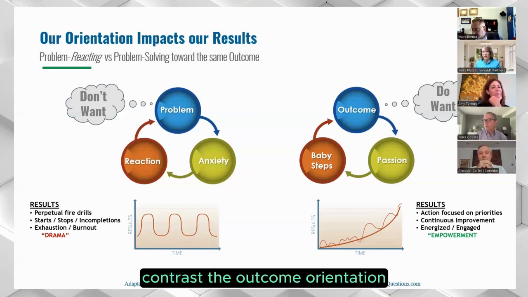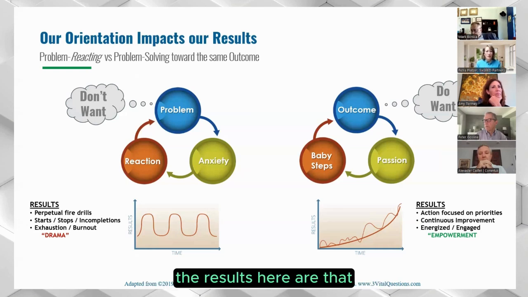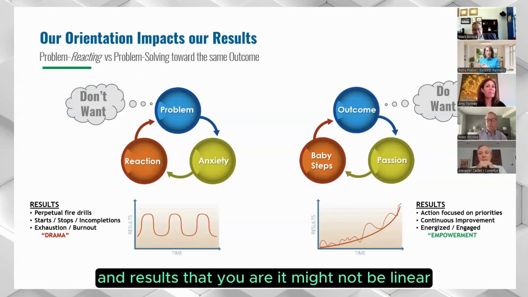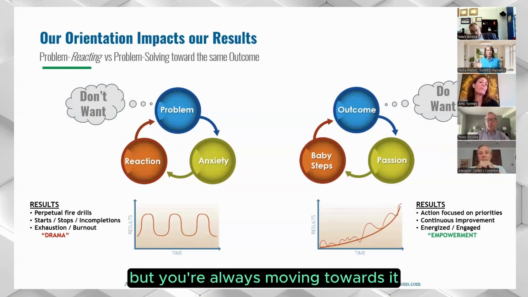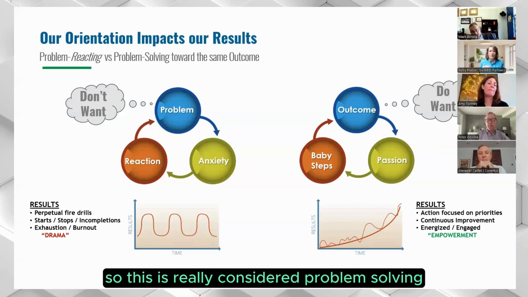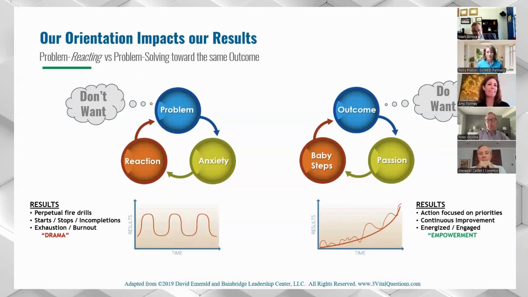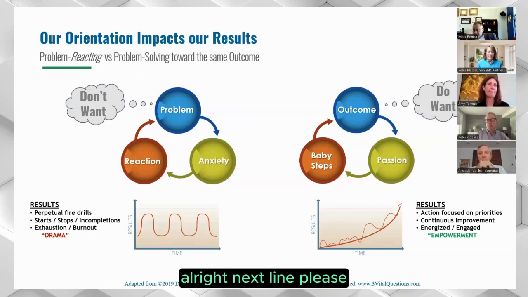In contrast to the outcome orientation, the results here are that we are taking these incremental steps towards the outcome all the time. So the cycle keeps going. So over time, you are creating sustainable change and results that might not be linear, but you're always moving towards it. So this is really considered problem solving towards the outcome. And here, this is empowerment. All right. Next slide, please.